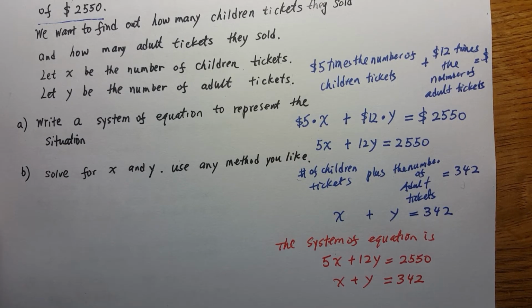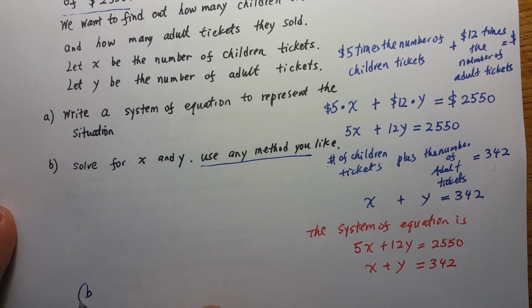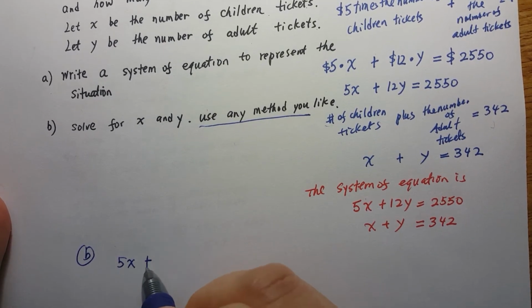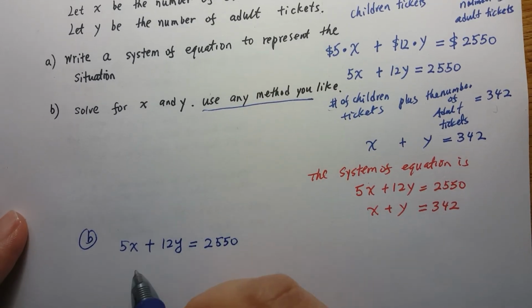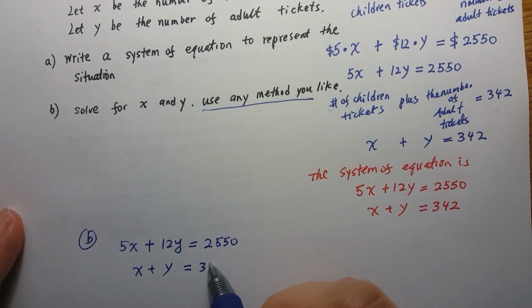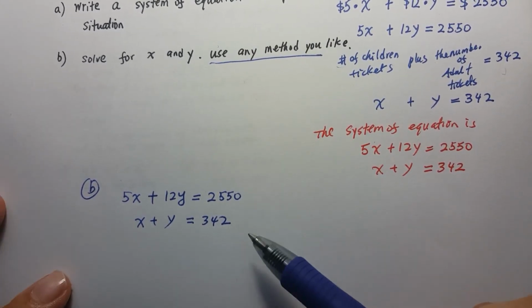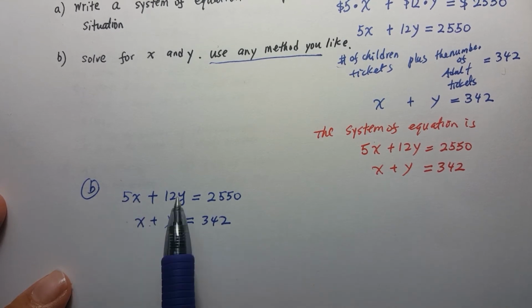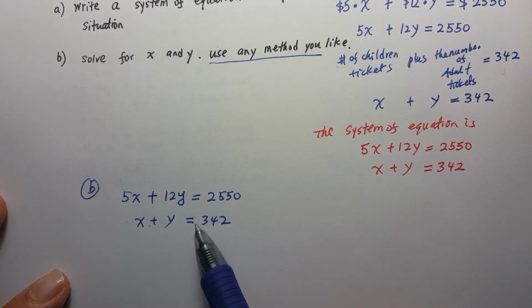Now we're going to take a look at part B. Solve for X and Y. Use any method you like. So for part B, 5X plus 12Y equal 2550, X plus Y equal 342. Okay, so we have to solve this system of equations. 5X, 1X, 12Y, 1Y, they're not opposite and they're not equal to each other. So I would not use elimination. I'm going to use substitution.